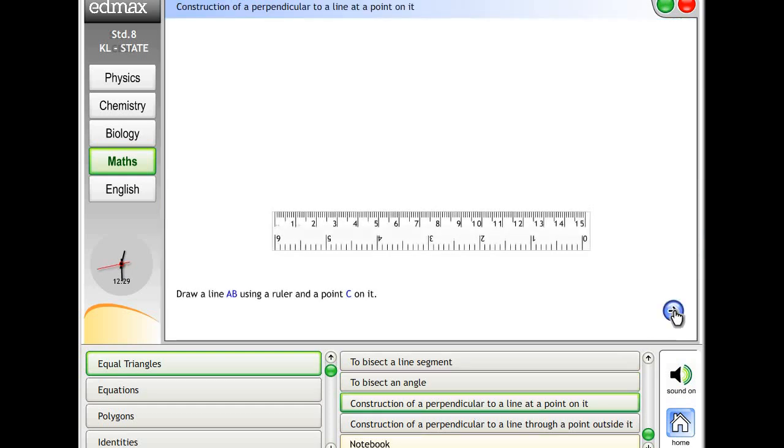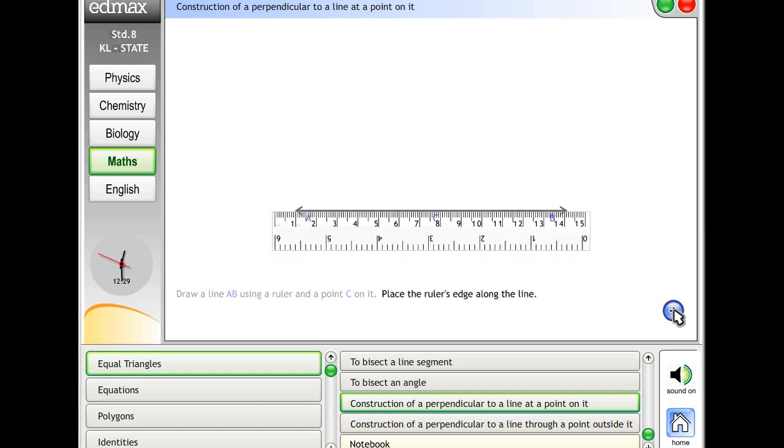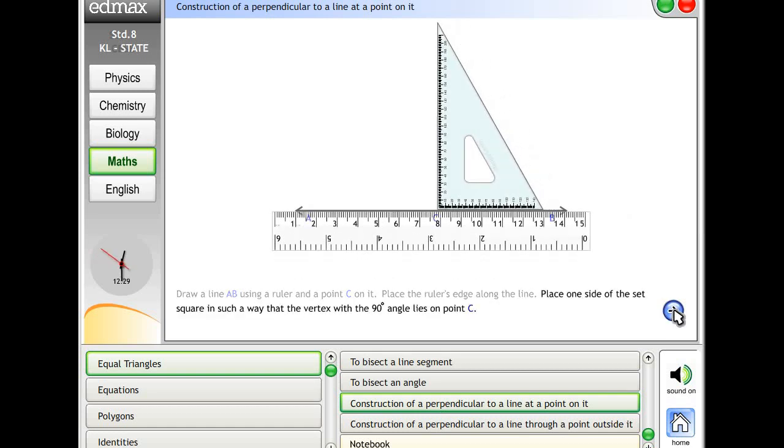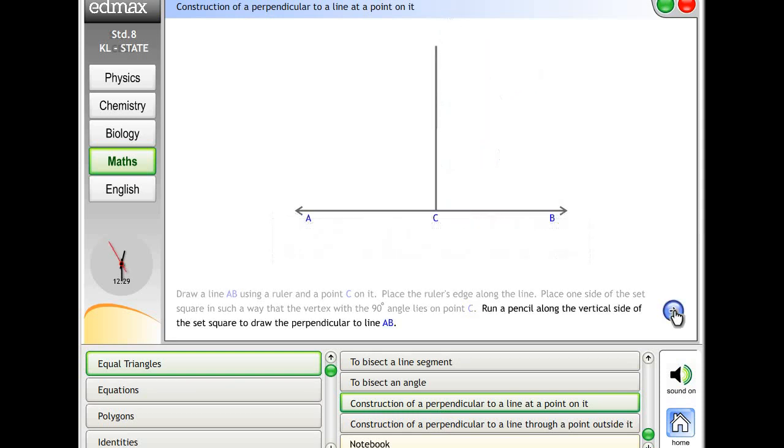Draw a perpendicular line using a set square. Draw a line AB using a ruler. Place the ruler's edge along the line. Place one side of the set square along the ruler. Run a pencil along the vertical side of the set square to draw the perpendicular. Mark a point T on the line. We have DC perpendicular to AB.